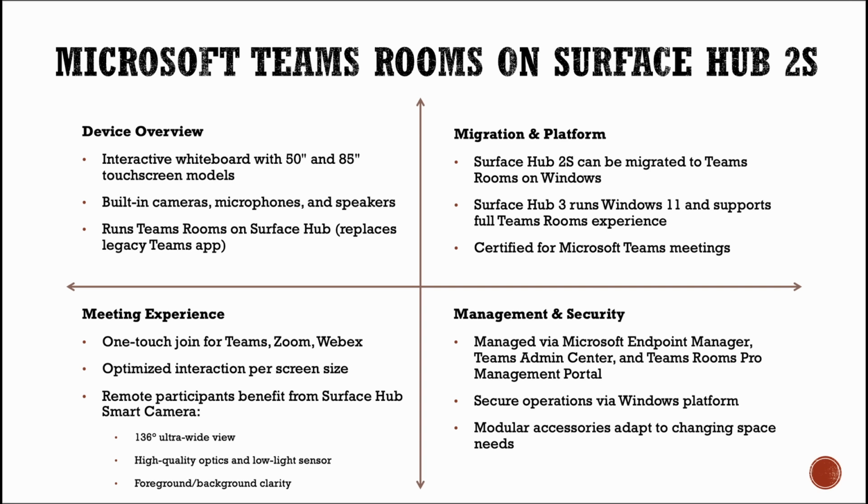On the management and security side, Surface Hub 2S is managed via Endpoint Manager, Teams Admin Center, and also Teams Rooms Pro Management Portal. It runs on a secure Windows platform and supports modular accessories, making it easy to adapt to changing room layouts and collaboration needs. Surface Hub 2S brings together touch, video, and intelligent collaboration in one device, perfect for executive spaces, design teams, and hybrid meetings.